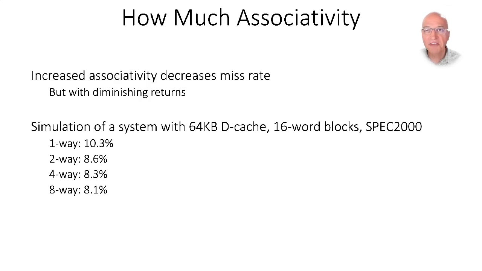In a simulation of a system with a 64 kilobyte data cache with 16 word blocks, using the SPEC 2000 benchmarks, a one-way set associative cache gave a miss rate of 10.3, a two-way gave 8.6, a four-way 8.3, and an eight-way 8.1. This is data cache. Those kind of miss rates are not observed in instruction caches. The instruction caches have much lower miss rates than that. But just to illustrate that there is this curve of diminishing returns. As you increase the associativity, you don't increase your performance as much.